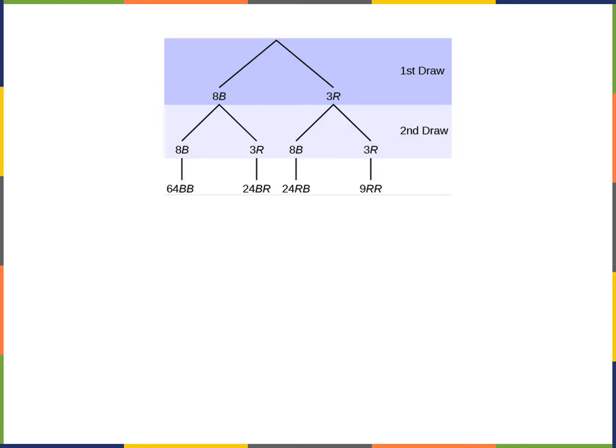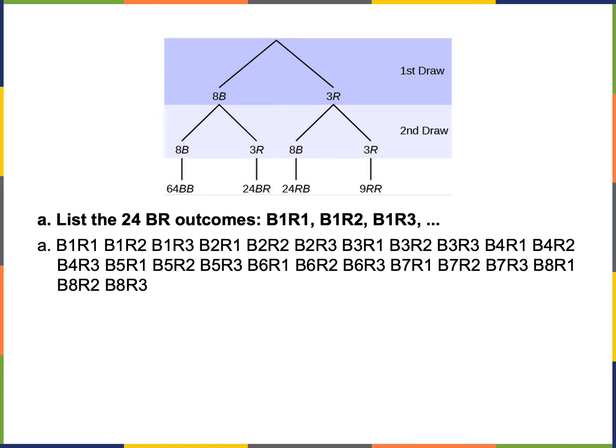Let's continue. If you were to list the 24 blue-red outcomes, say we had blue ball 1, ball 2, ball 3, all the way to ball 8, and then 3 possibilities for R. Could you list them? If you could, it would look something like this. It's a lot. You can even count them. There are 24.